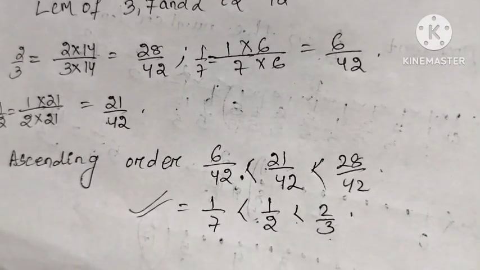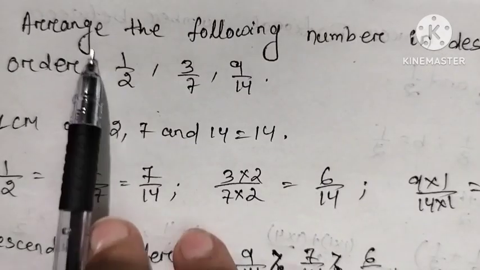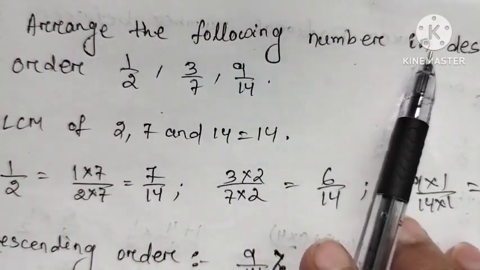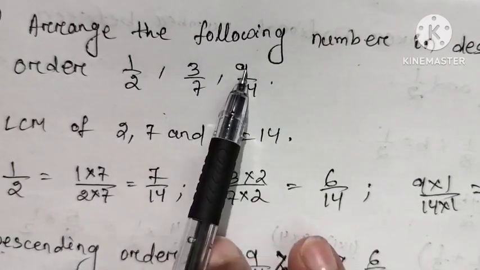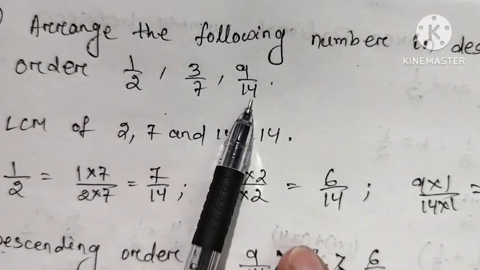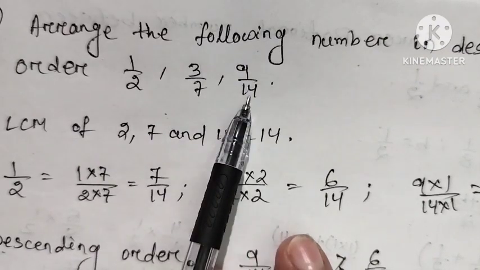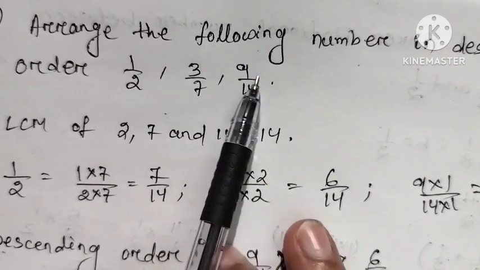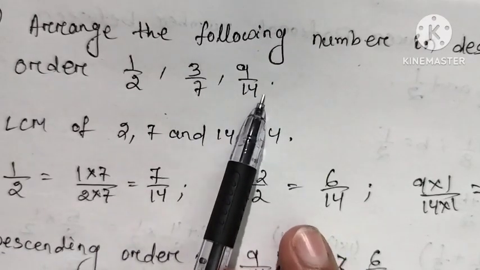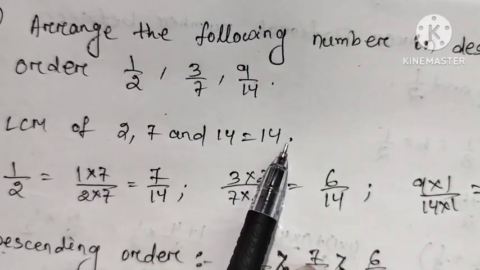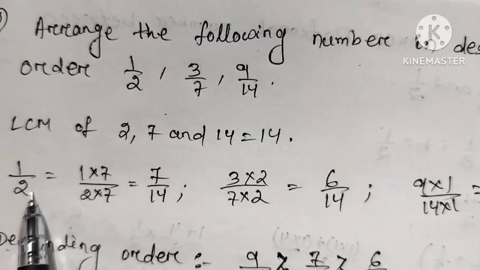Then next it is descending. Arrange the following numbers in descending order. 1 by 2, 3 by 7, 9 by 14. Yes, 2, 7 and 14 you take the LCM. 14 is the LCM because 2 is divisible into 14. 7 is also divisible into 14. Then LCM is 14.